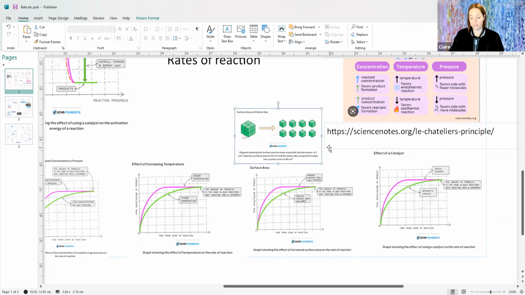So if you have a massive marble chip, you can only react what's on the outside. If you break that marble chip down, you've increased the surface area, so there's more likely that a reaction will happen, so you increase the rate.